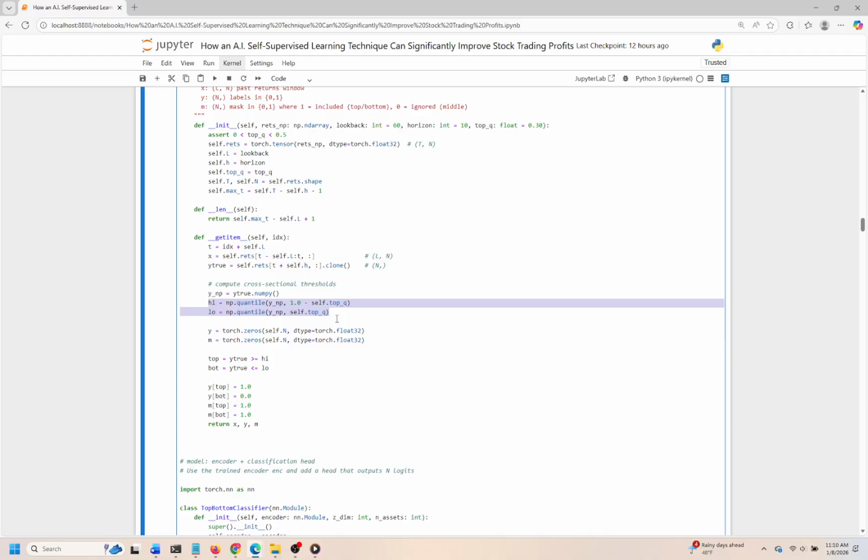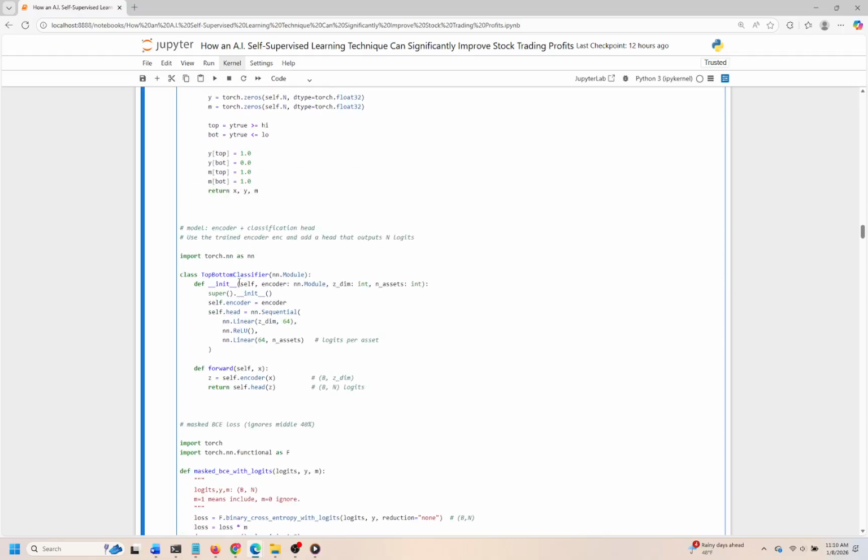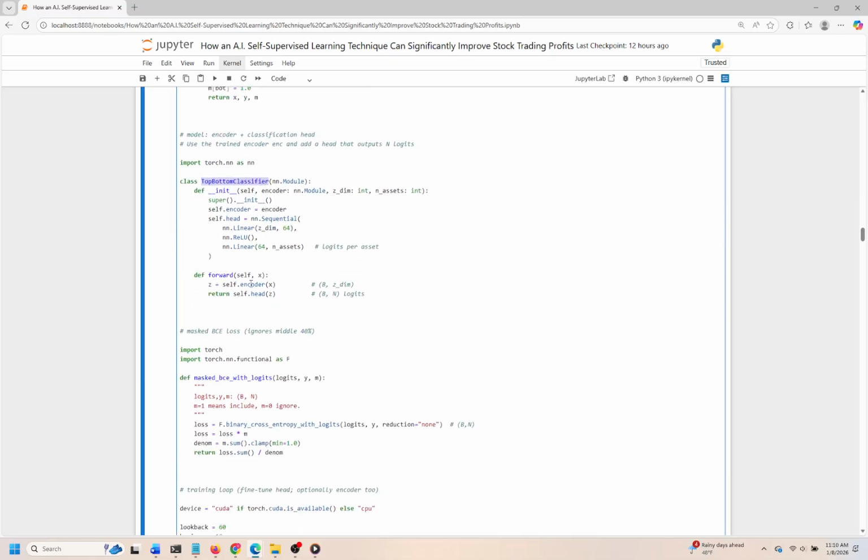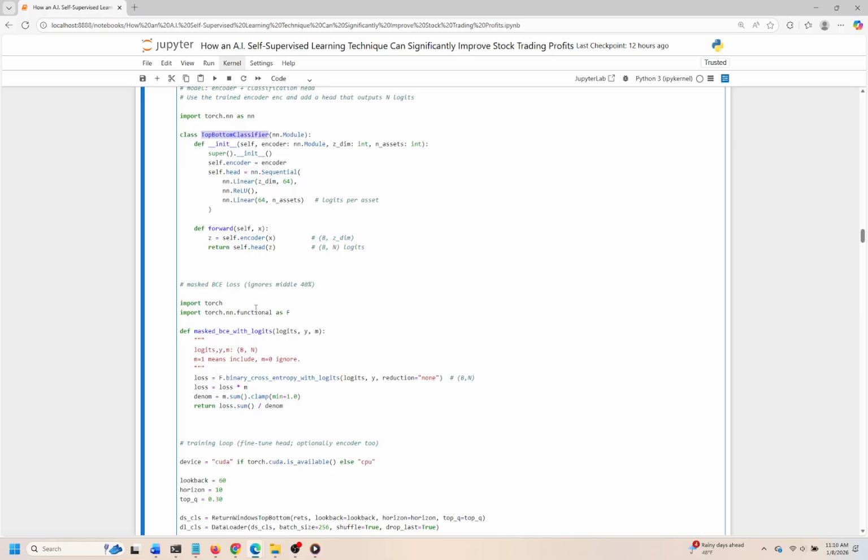Next, we introduce the classification model itself, which consists of an encoder followed by a classification head. The encoder transforms the returns windows into a latent representation, which is then fed into a series of linear layers that output logits for each asset. This architecture is quite adaptable and allows for a quick adjustment, either fine-tuning just the head or both the head and the encoder. We also define a custom loss function, which uses masked binary cross-entropy.